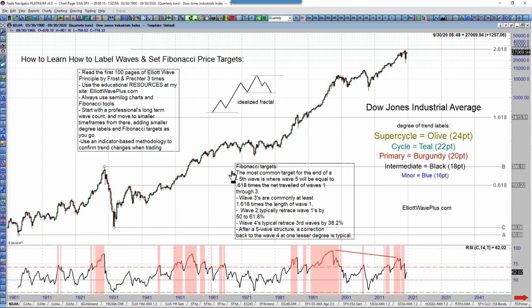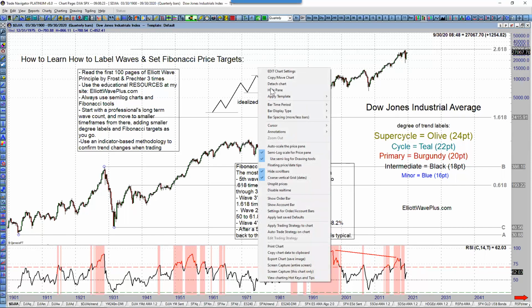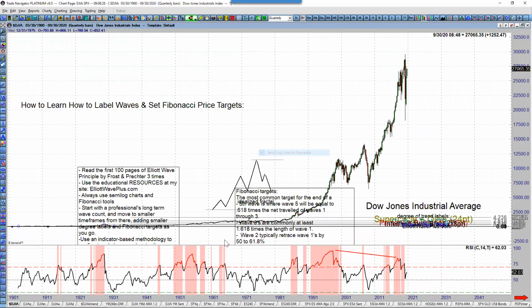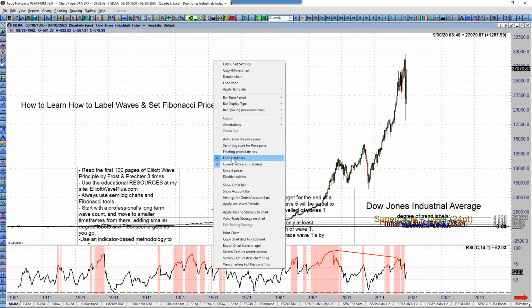The first rule I have about long-term charts is you absolutely must use semilog charts. Here's what this chart would look like on a regular linear scale. You wouldn't even be able to see any of the waves or any of the price action until you got past 1982. And then it would be very difficult to label the waves here. So on the longer term chart that you're using, like quarterly, you definitely want to use a semilog scale.